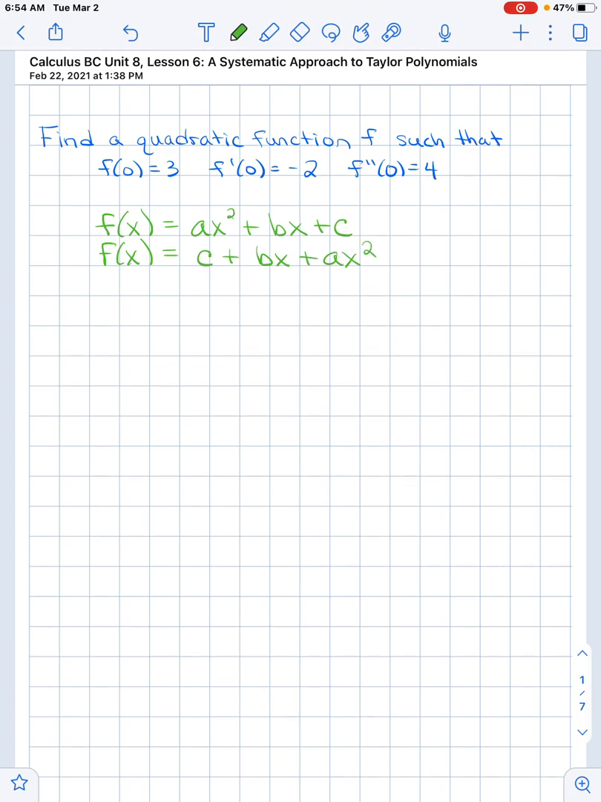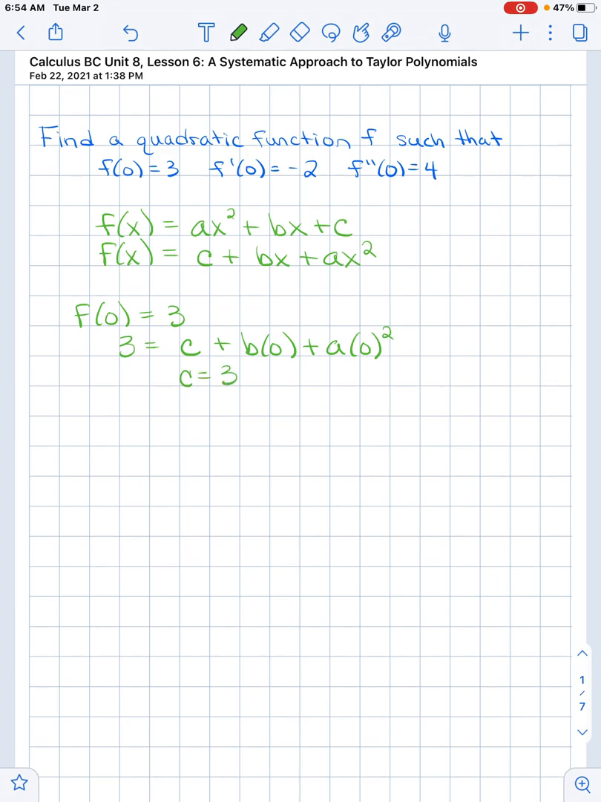All right, first thing they tell us is that f of 0 equals 3. Okay, that's good. F of 0 equals 3, so we know that 3 is equal to c plus b times 0 plus a times 0 squared. So now we found the c value. C is equal to 3.